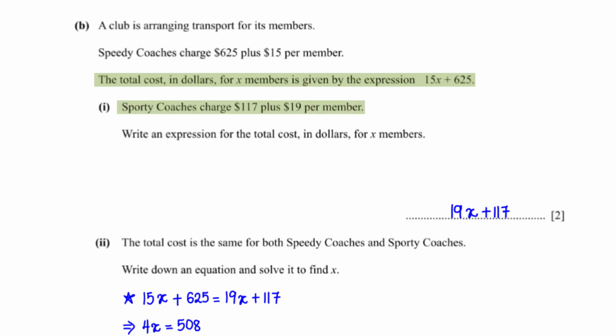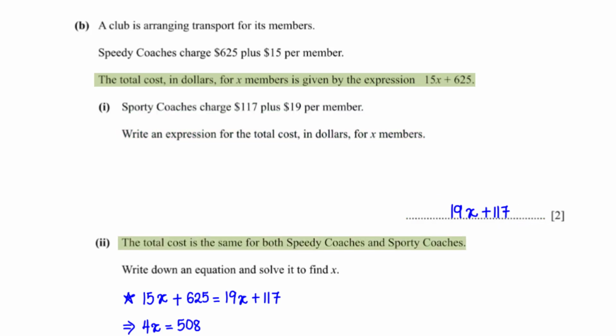Sporty coaches charge $117 plus $19 per member. Write an expression for the total cost in dollars for x members. The total cost for sporty coaches will be 19x plus 117.